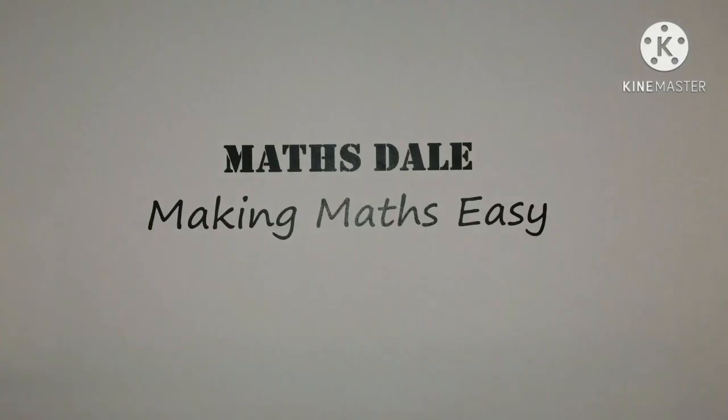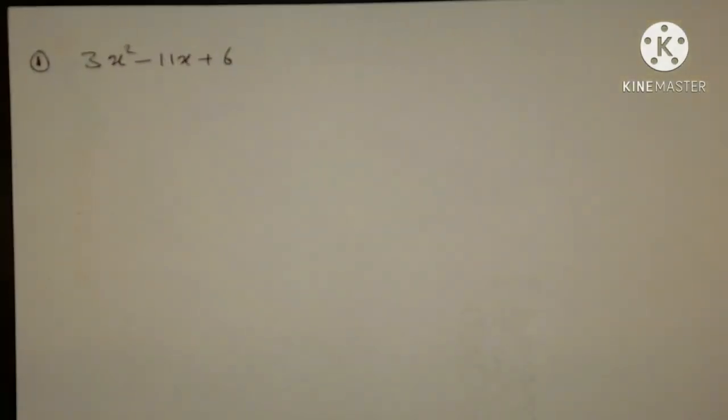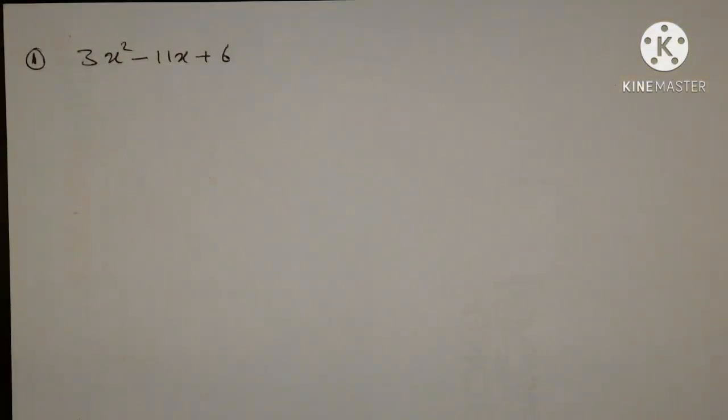Today we are going to solve quadratic equations with a coefficient in front of x squared. I'm going to solve these three quadratic equations and show you a quick trick how to work it out. I'll start with the first one, just 3x squared minus 11x plus 6.